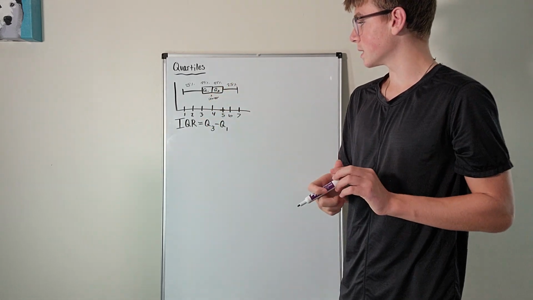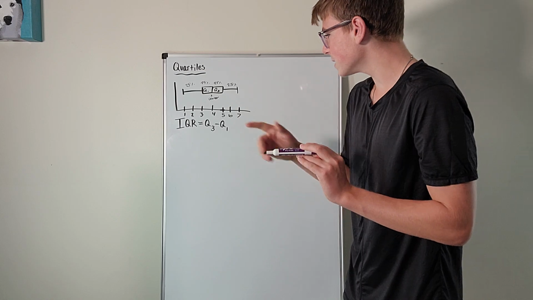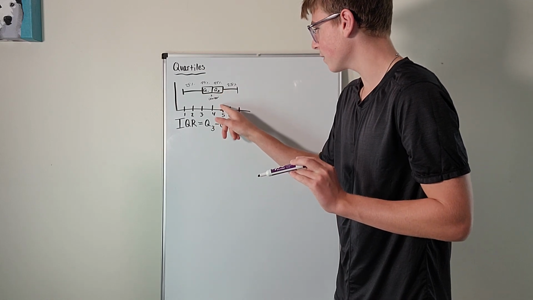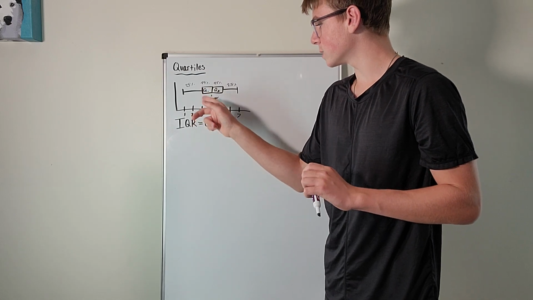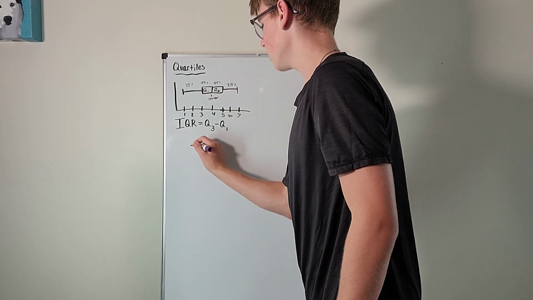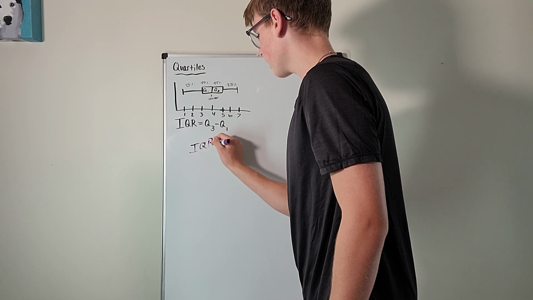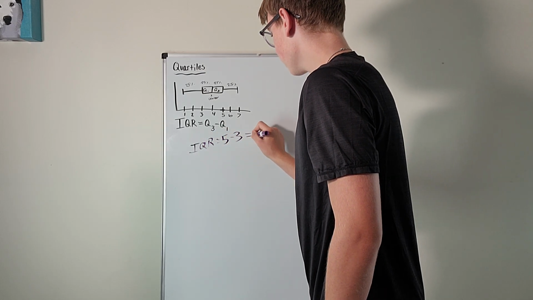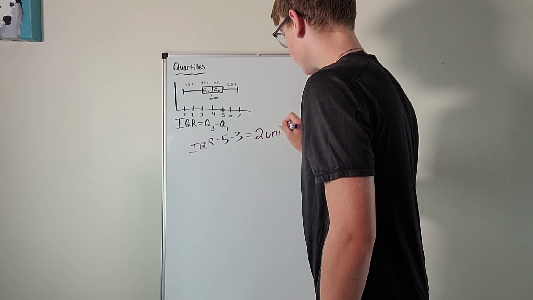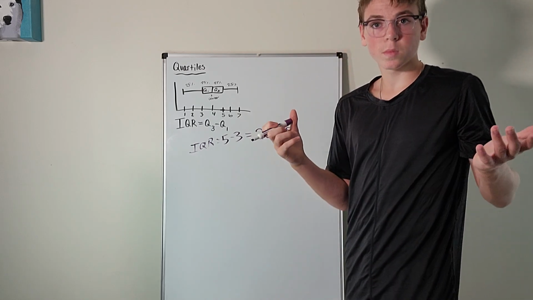So if we look at this graph, quartile 3 is approximately 5, and quartile 1 is approximately 3. So the IQR of this graph equals 5 minus 3, which equals 2 units. So we have 2 units.